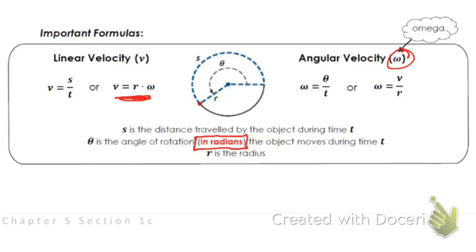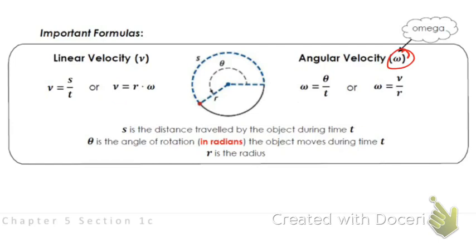So we're going to go to radians anytime we're dealing with angular velocity. It just doesn't work with degrees. It's not the way it's set up. So we're going to do it in radians, and the object moves about in time t. So this one is basically angle divided by time. It's very similar to distance divided by time for velocity, except we're switching out distance with angle. All right, so those are our basic ones we're going to use.